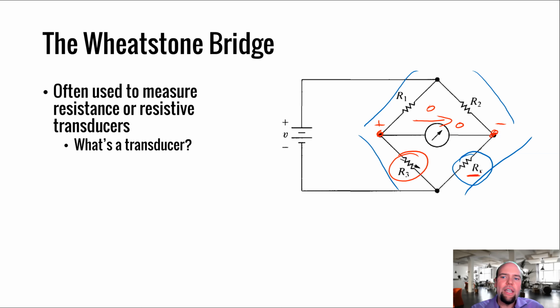And this is a way that we can do it. And this is not always just to find an unknown resistor. It's not always that we have a mystery resistor and we need to find out what resistance it is. More commonly, we have a resistance which is a transducer, and we want to know what that resistance is because that resistance tells us what some other quantity is.